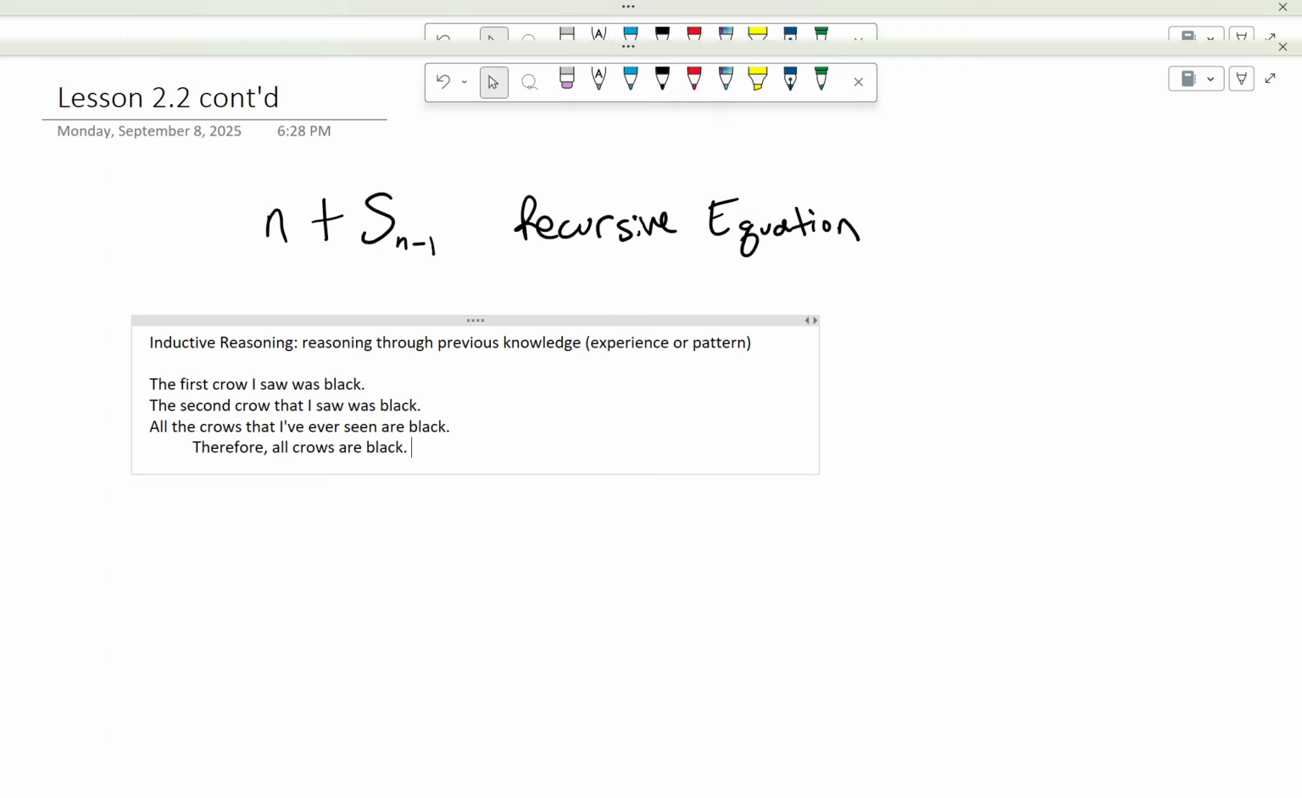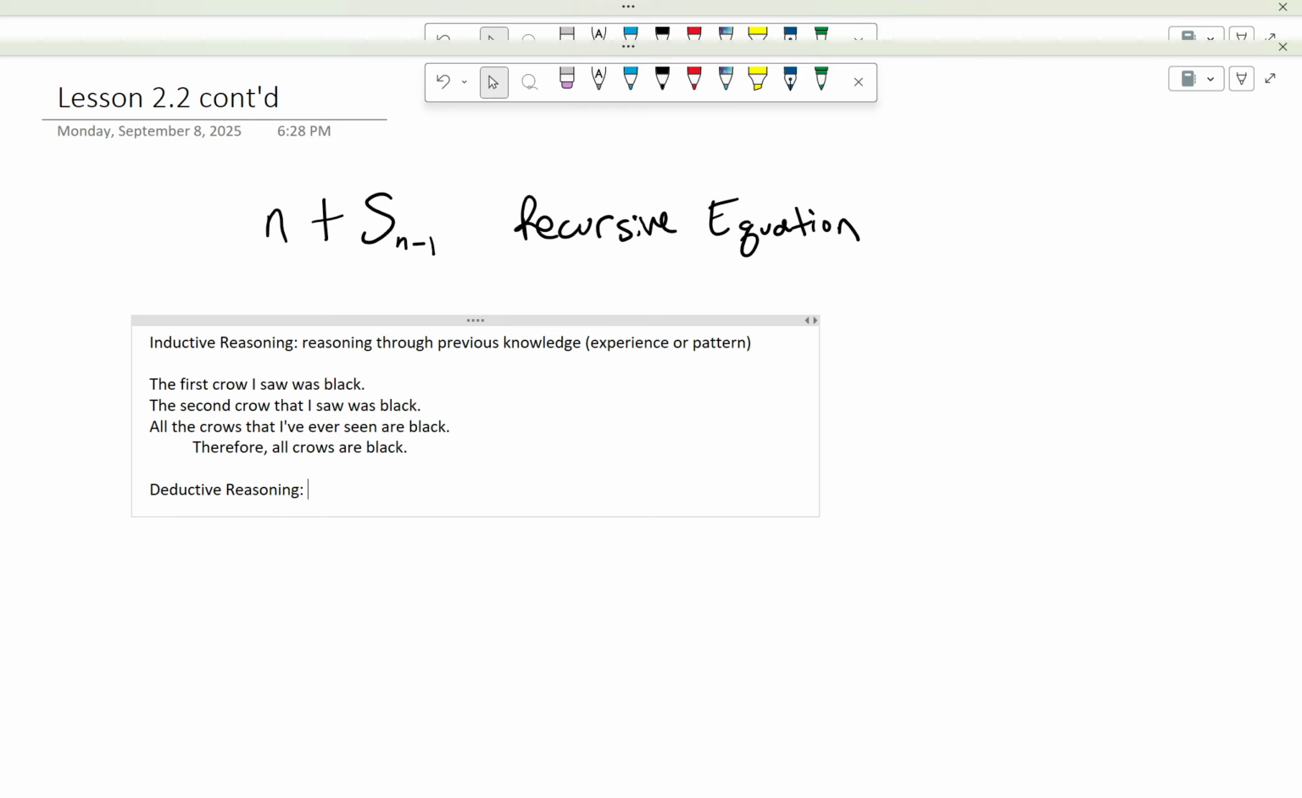So it gets really, really tricky. Can we definitively say that no non-black crows exist? I'm not sure. But what we could do is we could use deductive reasoning.